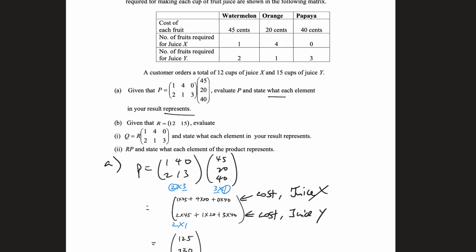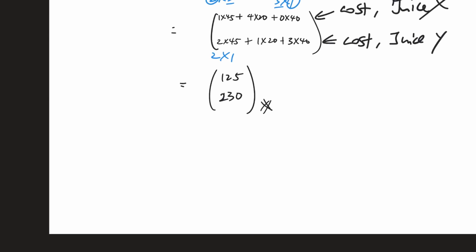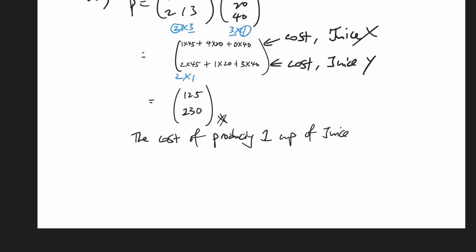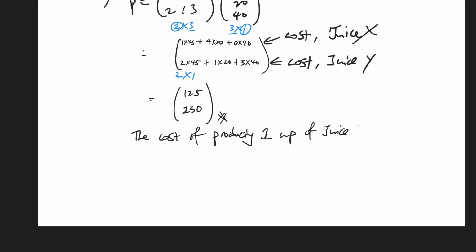And so let's write it down. Each element, it represents what? It represents the cost of maybe producing 1 cup of juice X and Y respectively. Yep.